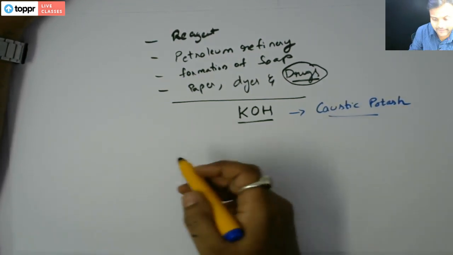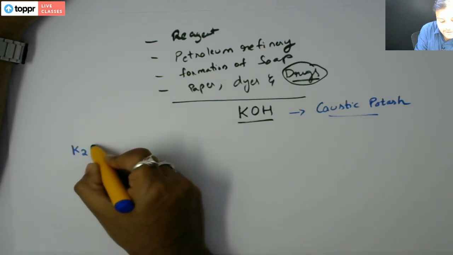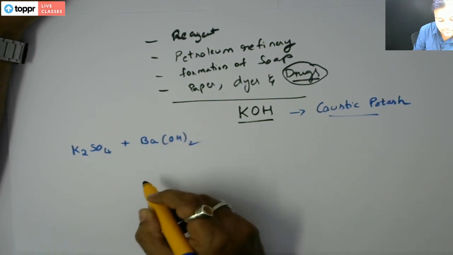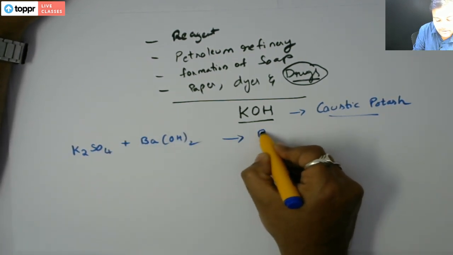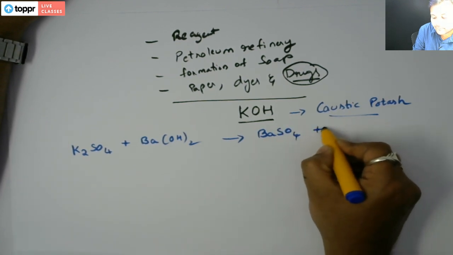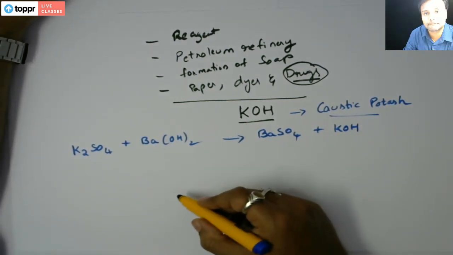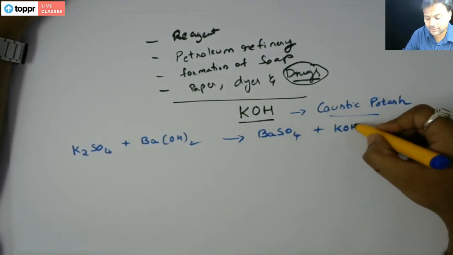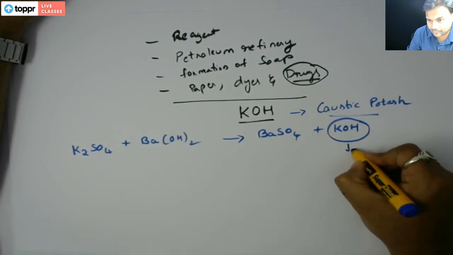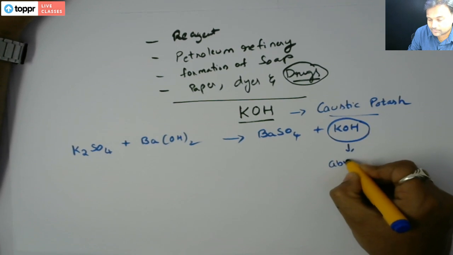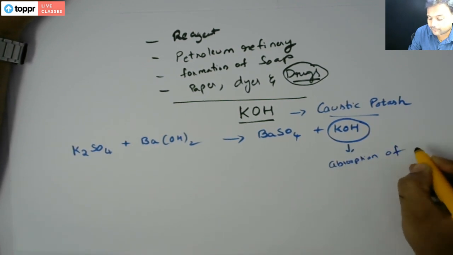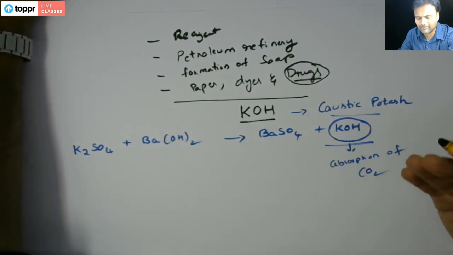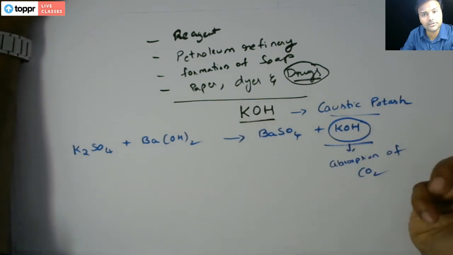So we prepare potassium hydroxide like this: potassium sulfate, when treated with barium hydroxide, forms barium sulfate with liberation of potassium hydroxide. The main properties of potassium hydroxide include absorption of carbon dioxide. Mainly, as a physical property, it absorbs carbon dioxide.